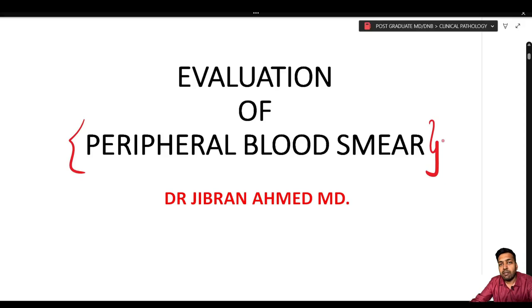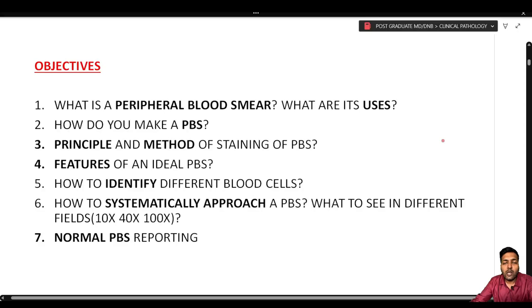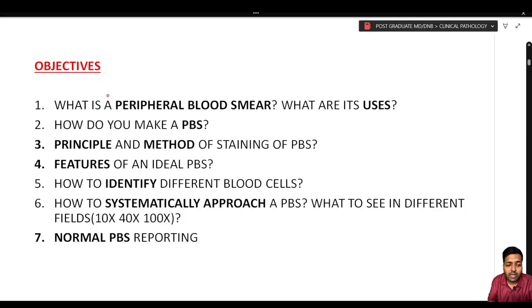Let us see the objectives, what we are going to learn in today's topic. First of all, we have to understand what a peripheral blood smear is and what its uses are, why we are doing the peripheral blood smear. Secondly, how do you make a peripheral blood smear? What is the principle, and what is the method of staining of the PBS? You have to know in detail about the staining process and what stains are used.